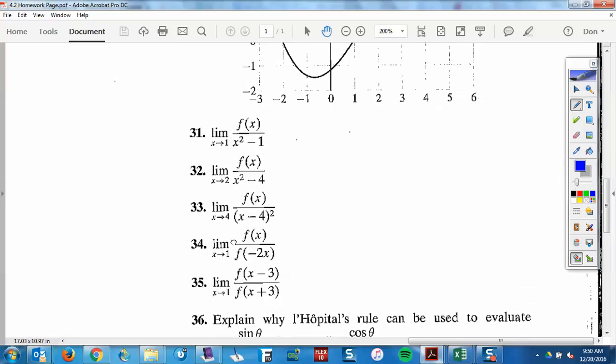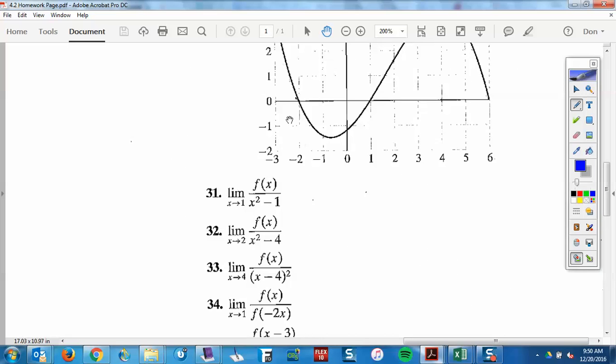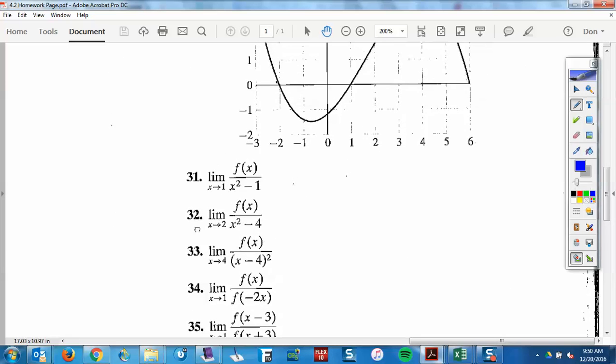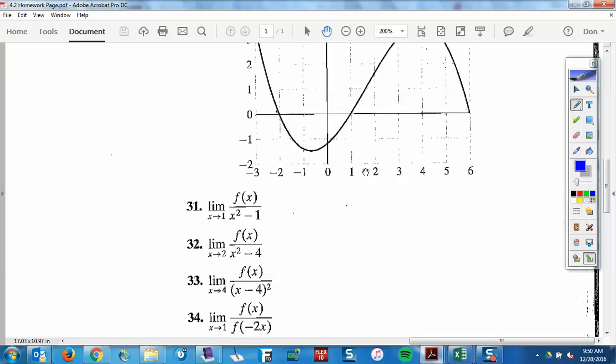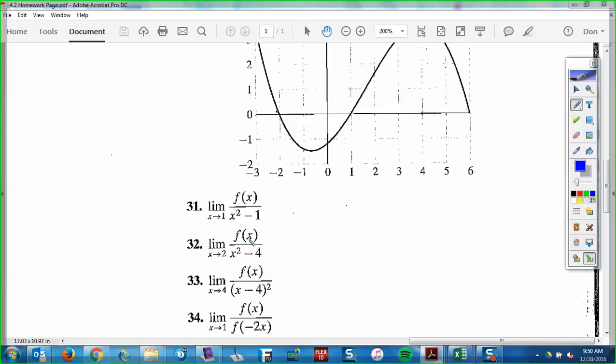29, 30, 32. 32 is 'does not exist,' but I didn't know how to... Oh, yeah, let's look at that from a graphical perspective. If I plug a 2 in here, f of 2 is about 1.5. And put a 2 in the bottom, I get 0. So right away we say that does not exist. So that's that third scenario: you've got a number over 0. That's a vertical asymptote situation, so what we have is an infinity kind of scenario. So we have to look on the left of 2 and on the right of 2.